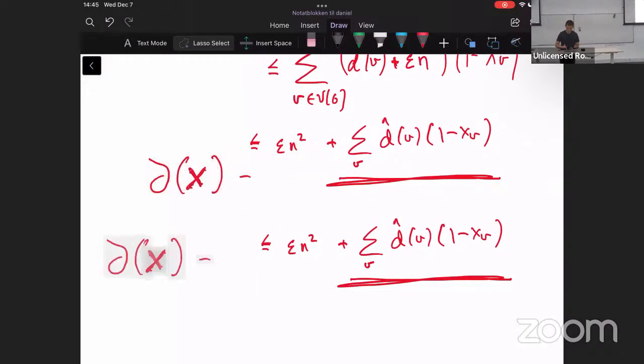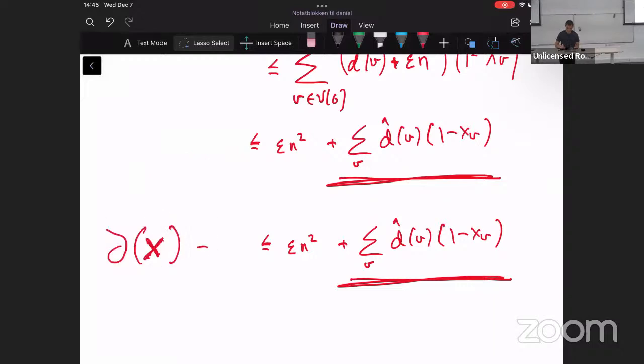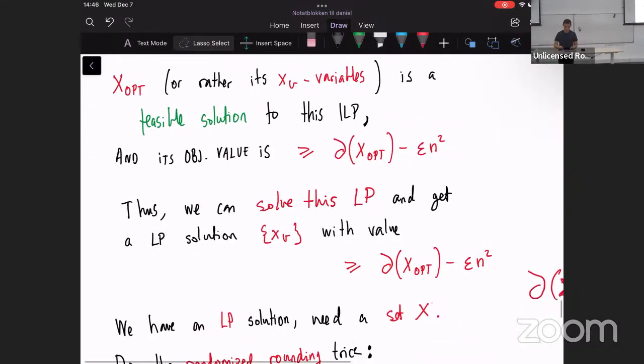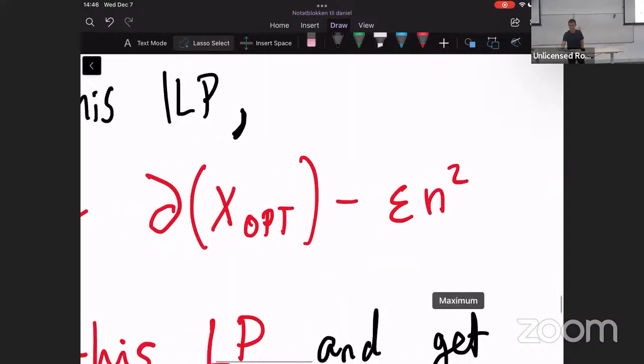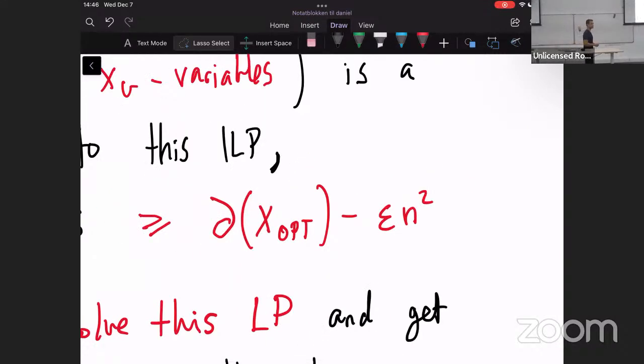Right, so now all we need to do is to take this and move this to the other side. And here we are. So in particular, the objective function value is at least the actual cut size minus epsilon n squared. So xopt is a feasible solution to this ILP, and its value is the cut size minus epsilon n squared. When we solve the LP, we will get a feasible solution with at least this value. But it's an LP solution, not an ILP solution.